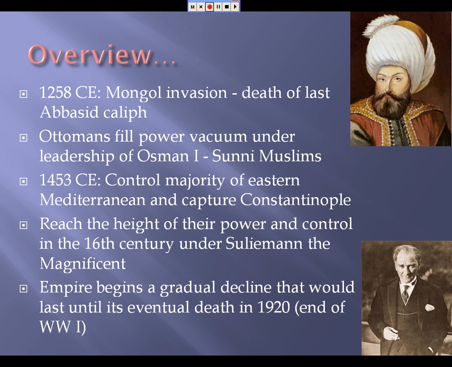Now, the Ottomans actually almost don't make it. We have the initial founder, Osman I. And it's actually through a mispronunciation of his name that Europeans come to refer to them as Ottomans. They hear Osman and it turns into Ottoman, and it just kind of gets distorted from there.